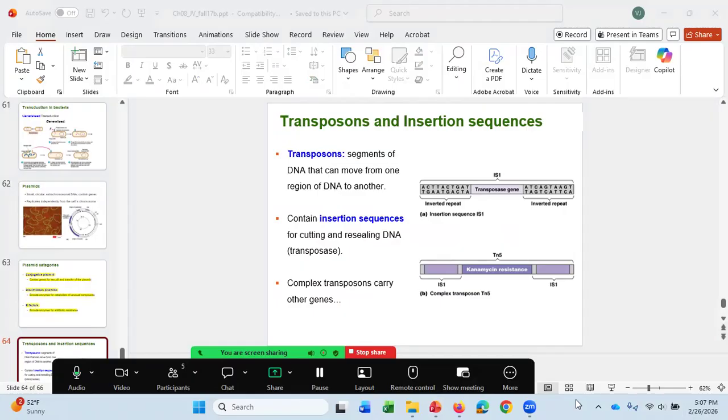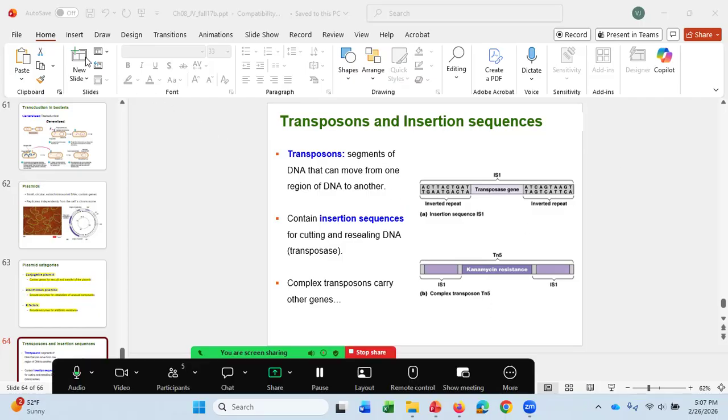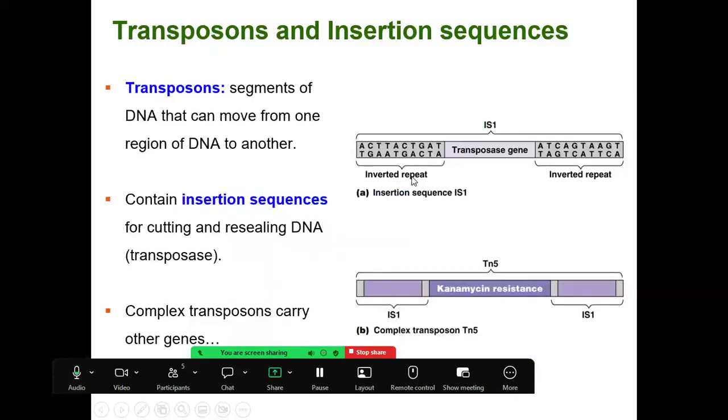Transposons are segments of DNA that can move from one region of DNA to another. You can call these jumping genes. A transposon actually moves from one place in the genome to another place. It could move even to a different chromosome. Transposons always have a transposase gene, right here, which is always part of the transposon. A transposon is just the region of the DNA that can move from one region to another.